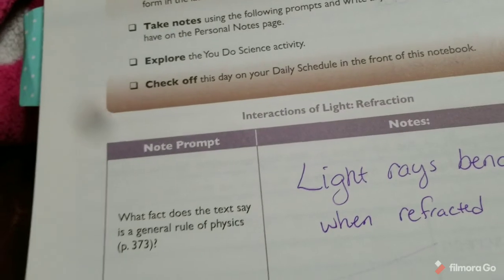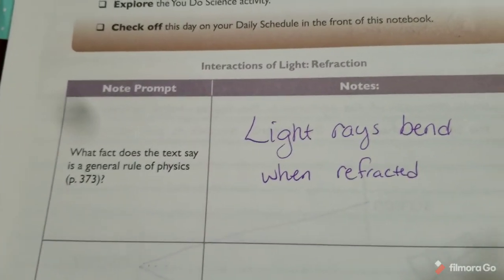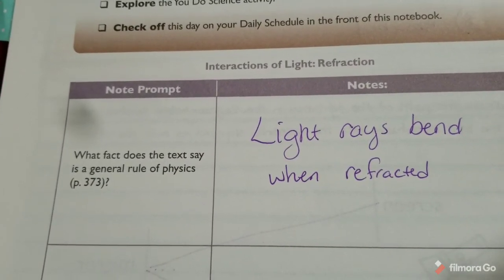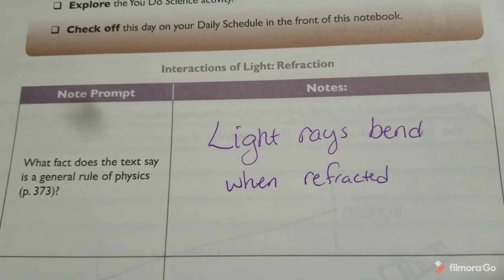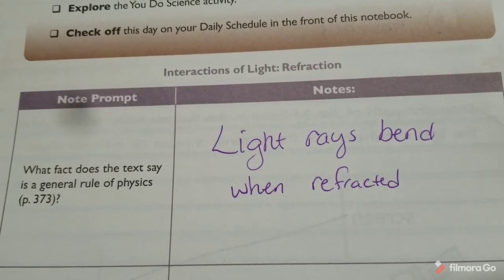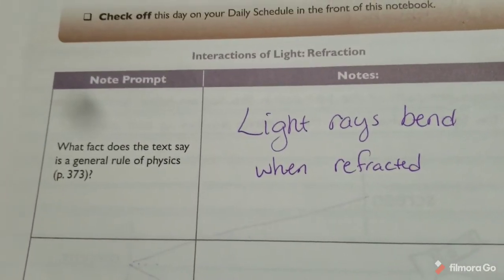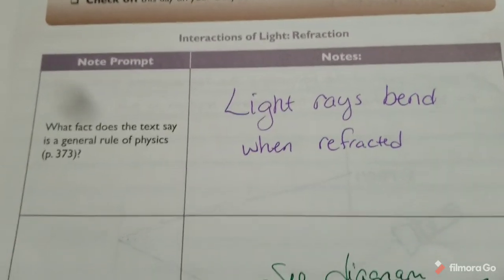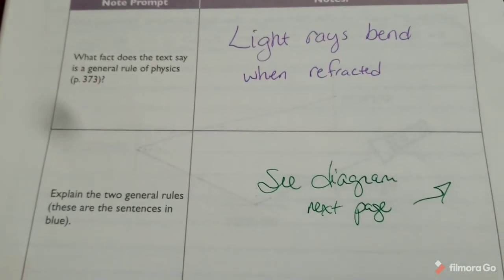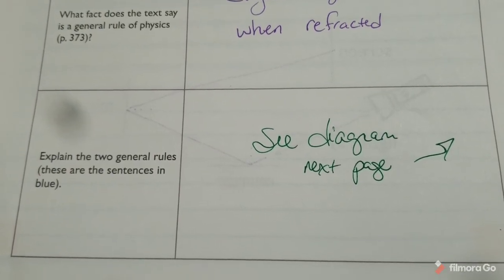Moving on, we're on page 310. What fact does the text say is a general rule of physics? And that's light rays bend when refracted. And that's what we were just looking at. Light rays bend when refracted. Explain the two general rules. See diagram next page. I feel like how I send myself notes.